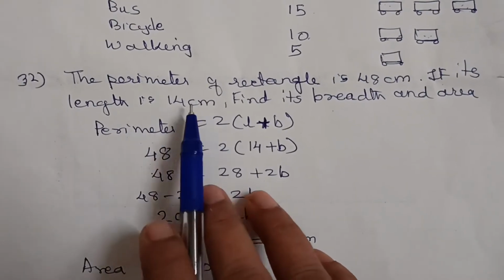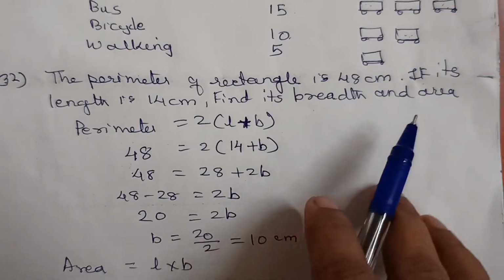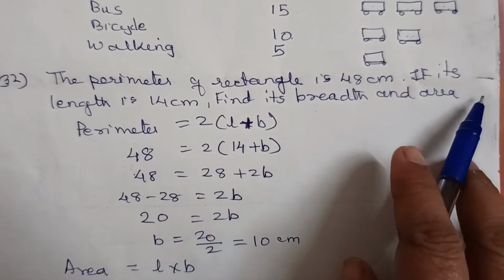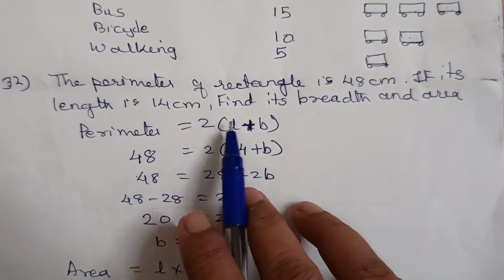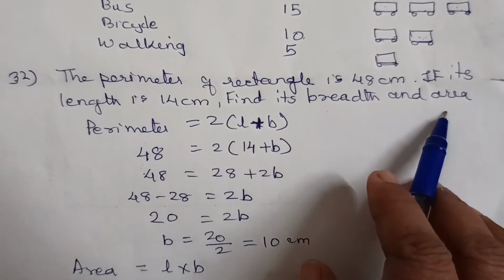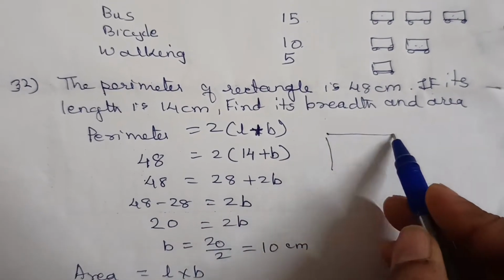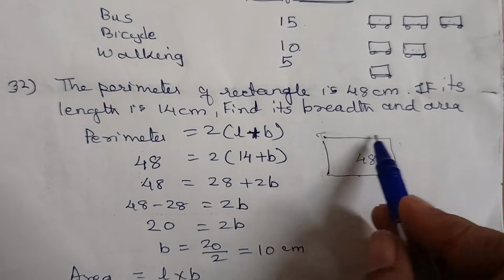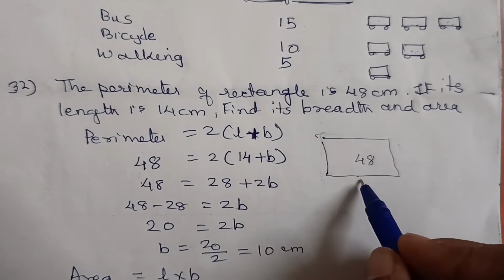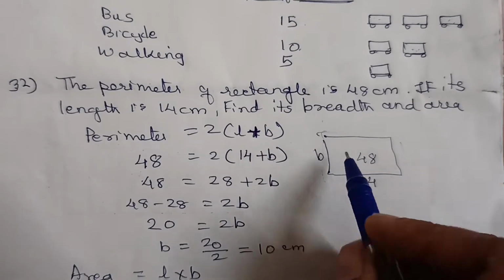Last question, question number 32. The perimeter of rectangle is 48 centimeter. If its length is 14 centimeter, find its breadth and area. Here perimeter of a rectangle is given. This is a rectangle. Perimeter is given as 48 and length is given 14. You have to find out the breadth.